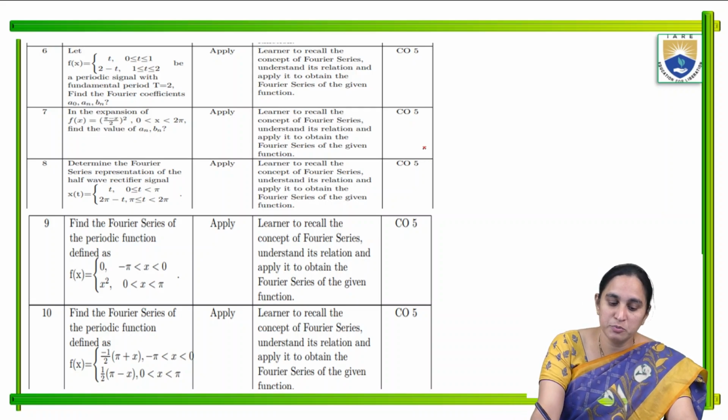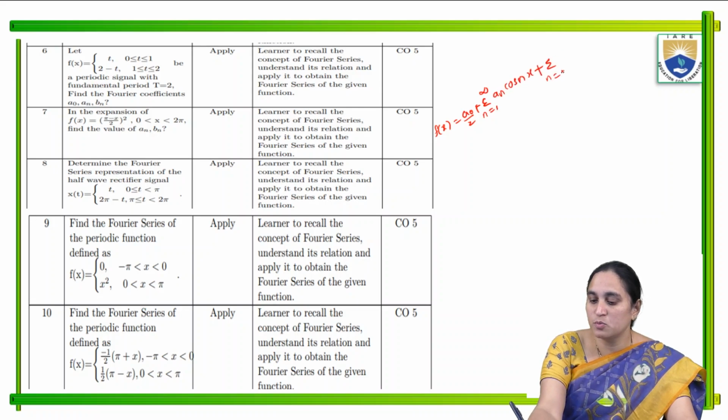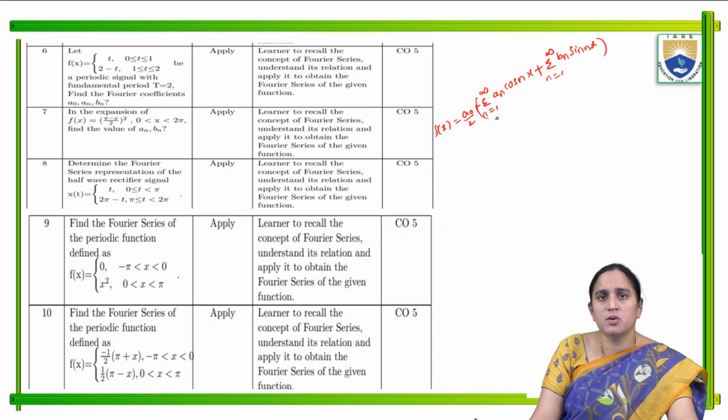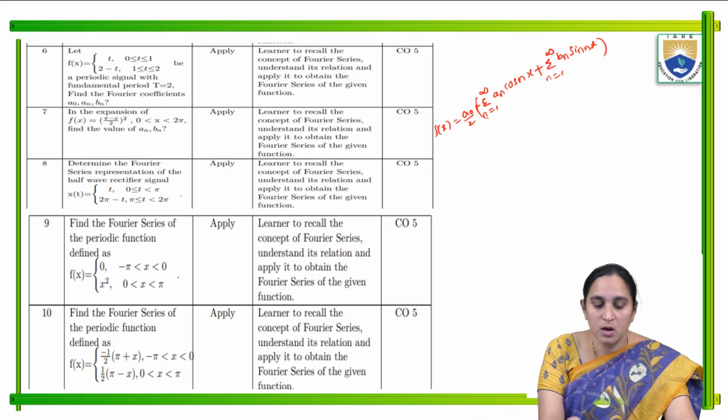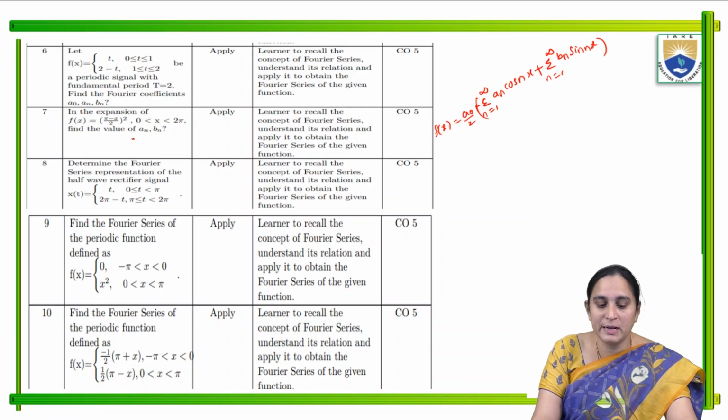For that case, what is the formula? f of x is equal to a0 by 2 plus sigma n is equal to 1 to infinity an cos nx plus sigma n is equal to 1 to infinity bn sin nx. Okay, this is the concept of the seventh question. For that, we have to find directly the an and bn values.